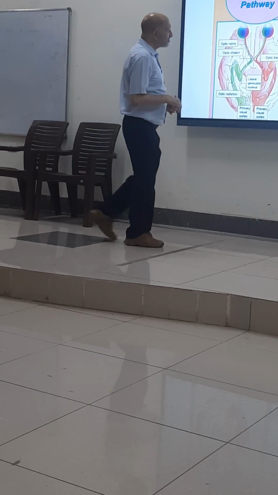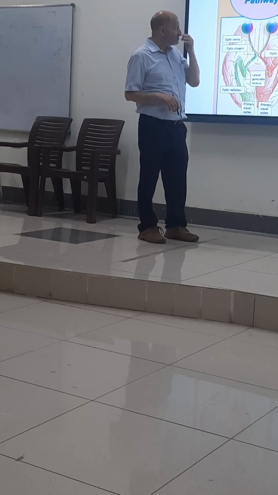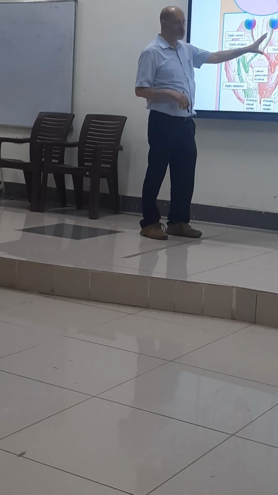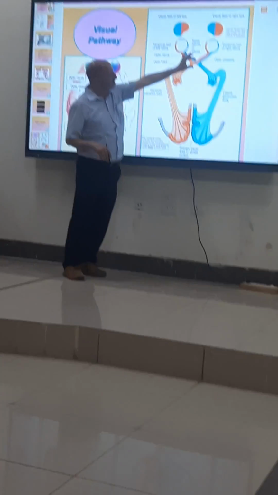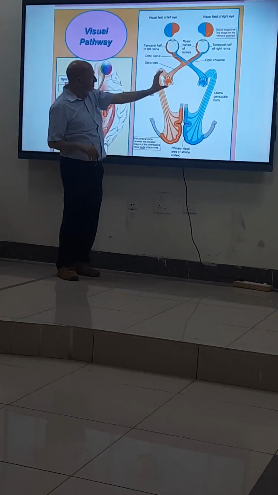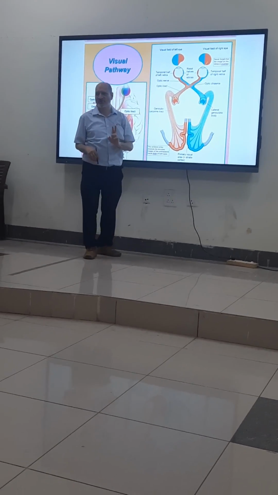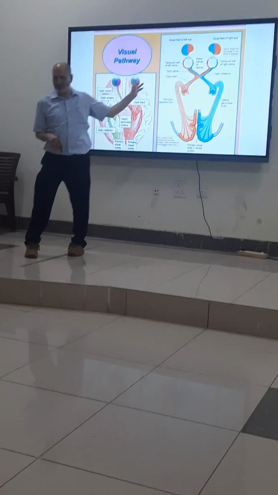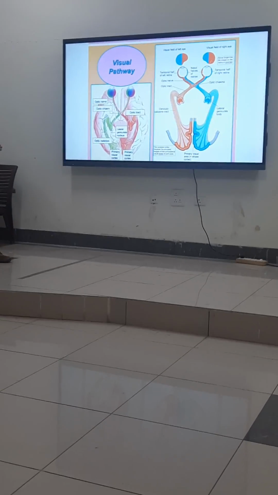So you have understood that there is an eyeball, there is the optic nerve, there is the optic tract, there is the lateral geniculate body, there is the optic radiation, and this is the visual cortex. So take a picture of this.